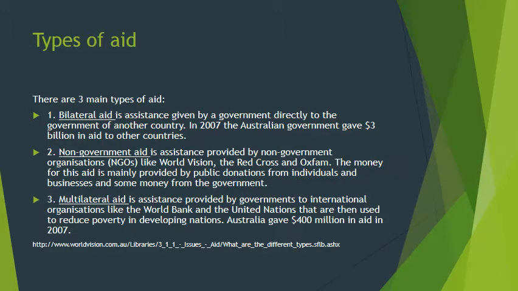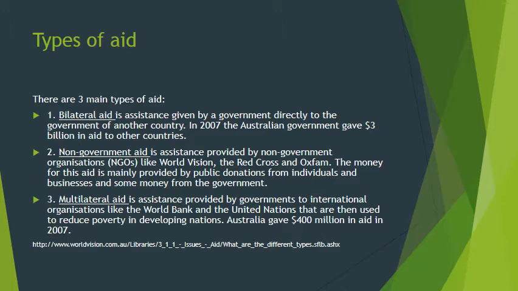Now there's three main types of aid. You don't really need to know the names of these, but it helps just to see that the first one is aid that comes from a government that goes directly to another government of another country. And just to give you an example, in 2007 Australia gave $3 billion in aid to other countries.